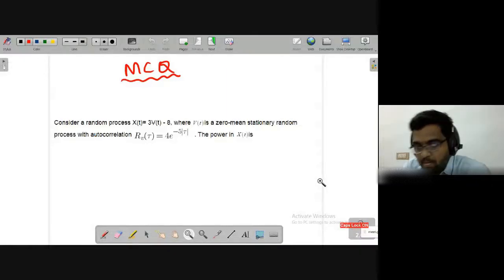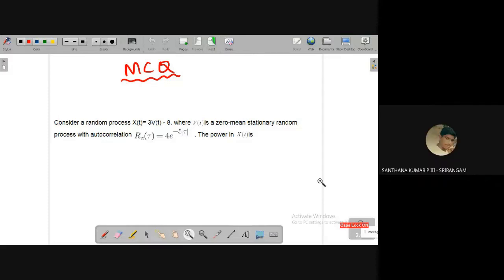Screen visible இருக்குங்களா? Anyone? Yes, sir. Yes. Okay.